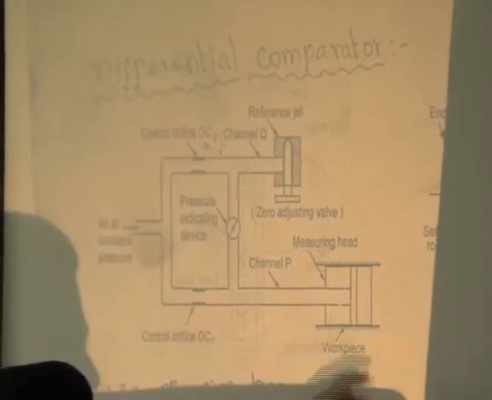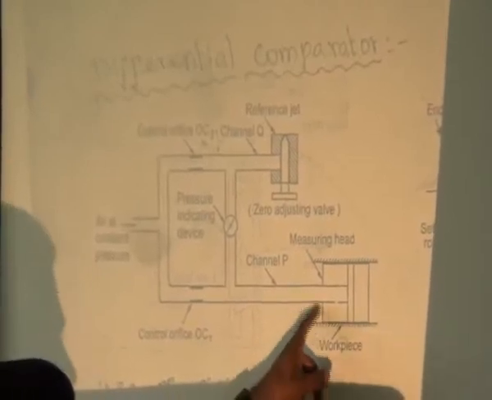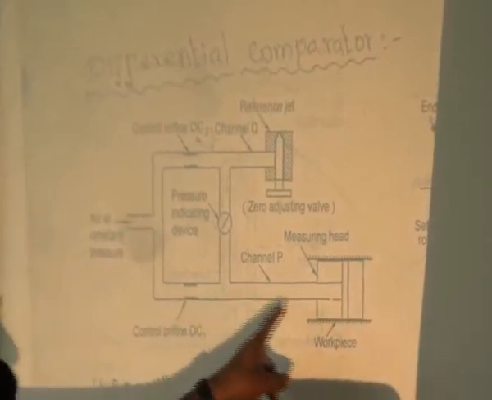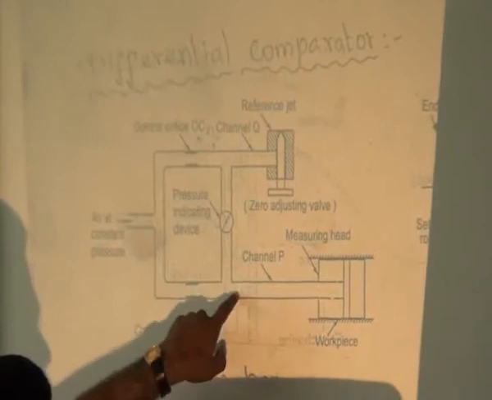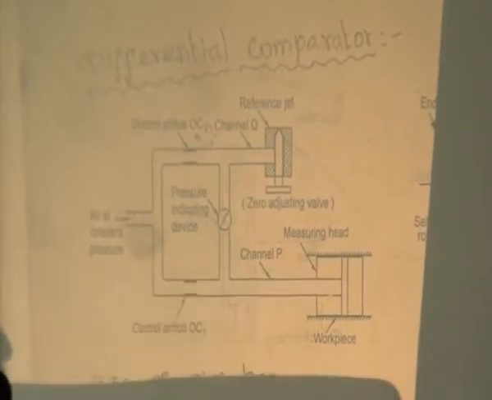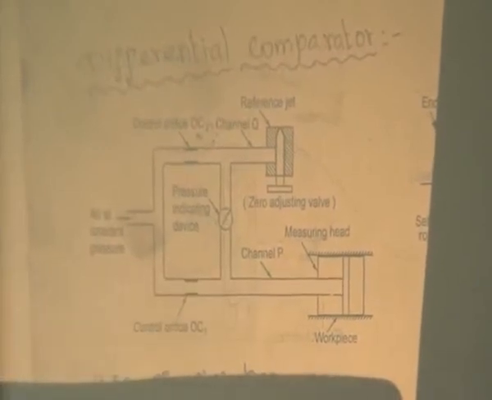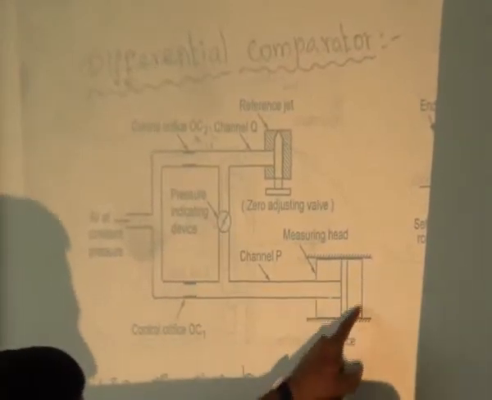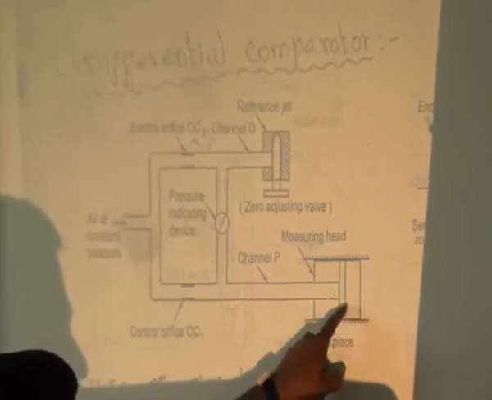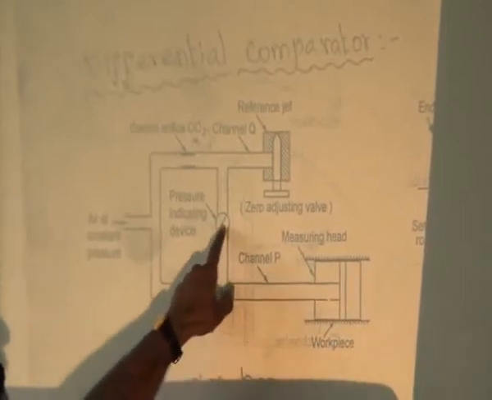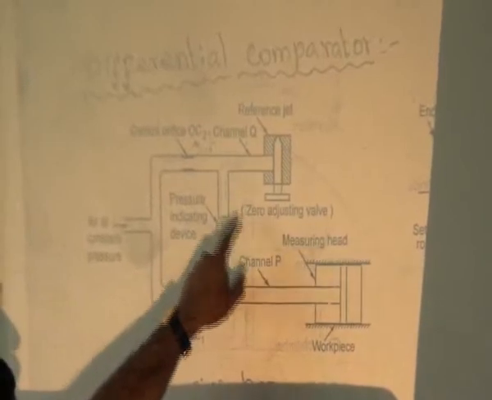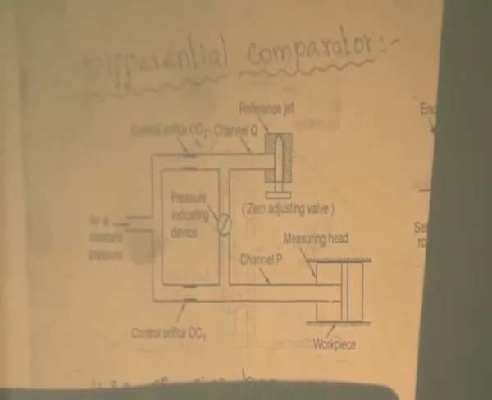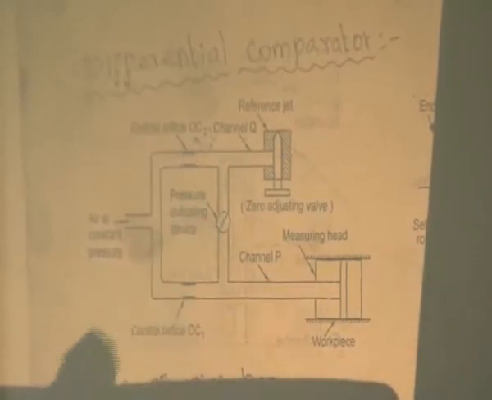This one is to measure the component. When the component is measured, it shows a value. If both values are at the 0 level, the component is at the standard level. Suppose it shows a variation in the instrument, then the component is not correct, so the back pressure gives a varying value in the pressure indicating device. That is why we can find the pressure variation using the indicator.